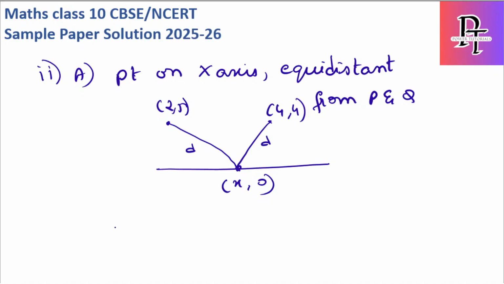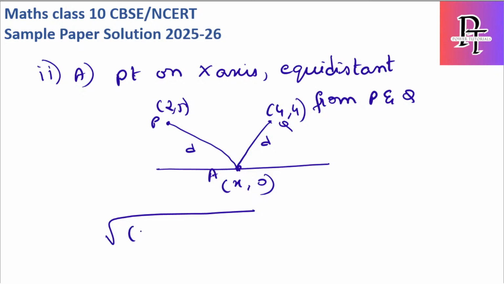Okay, so let's continue the question. Equidistance means the distance is the same. So the left distance, from P, and I'm assuming this point as, suppose, A. Okay, so A is the point. Then they say that PA and AQ, the distances, are equal. So let's solve the distance.